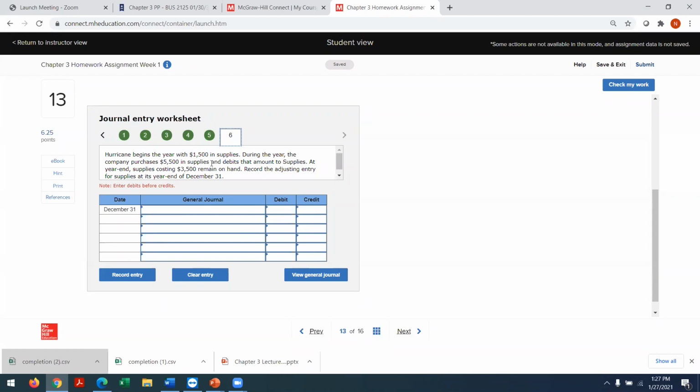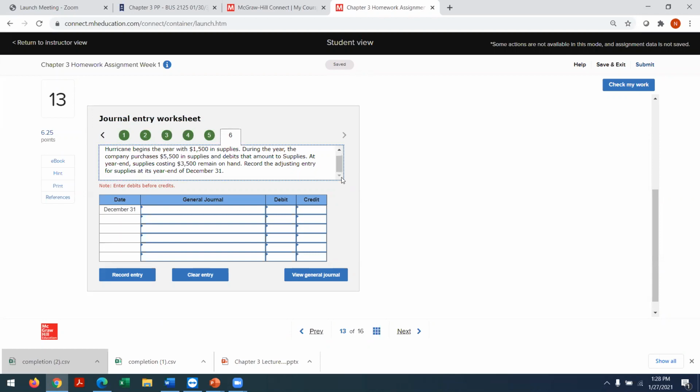Hurricane begins the year with $1,500 in supplies. During the year, the company purchases $5,500 in supplies and debits that amount to supplies. At year end, supplies costing $3,500 remain on hand. Record the adjusting entry. What do we debit and what do we credit? Supplies expense and supplies. Correct. We debit supplies expense and we would credit supplies. Again, you can always check your work.